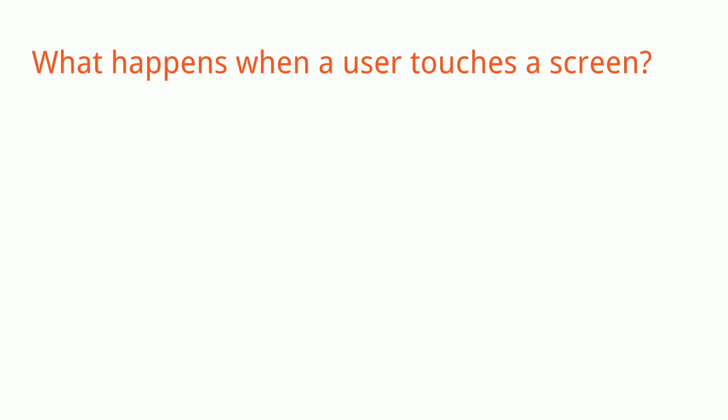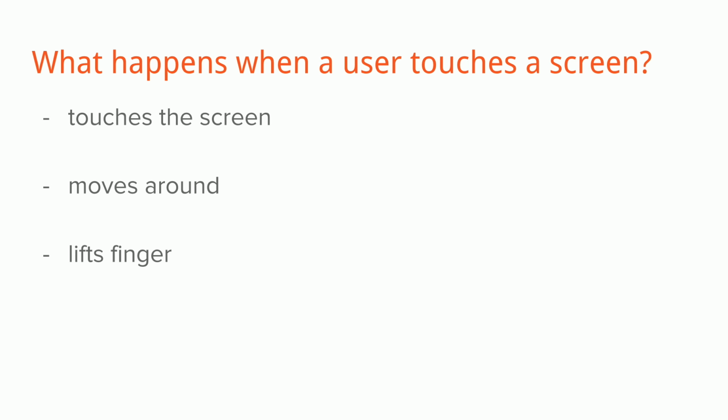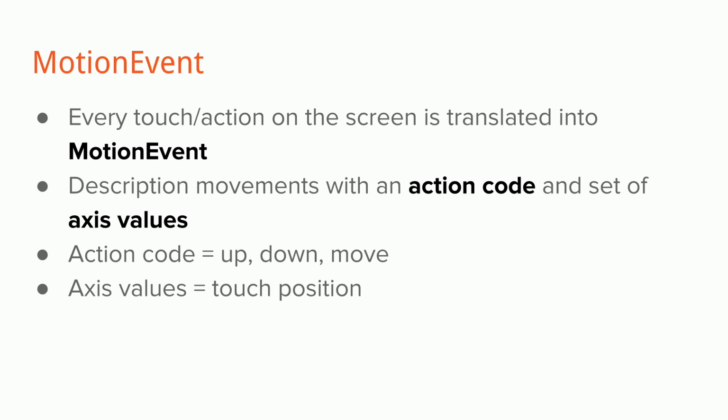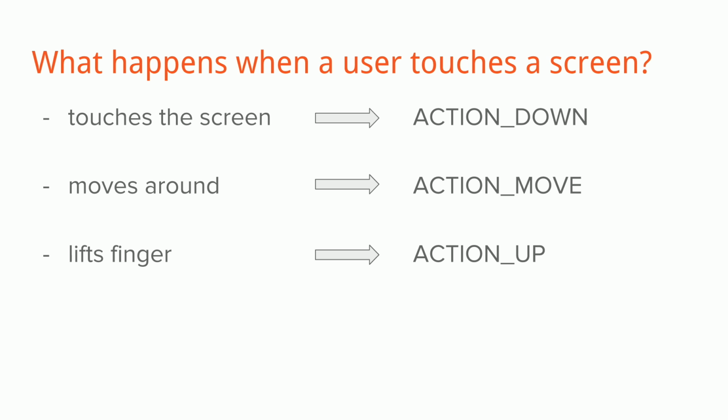So we're going to jump right into what happens when a user touches a screen, right? When you interact with your screen, the first thing you do is put your finger down on the screen, you maybe move around a little bit, and then you lift your finger, right? The way that Android thinks about all this is through something called a motion event. Every time you interact with the screen, Android gives you a motion event. A motion event has something called an action code and axis values. An action code is just moving up and down or moving your finger around the screen. And axis values is just the position you touched on the screen.